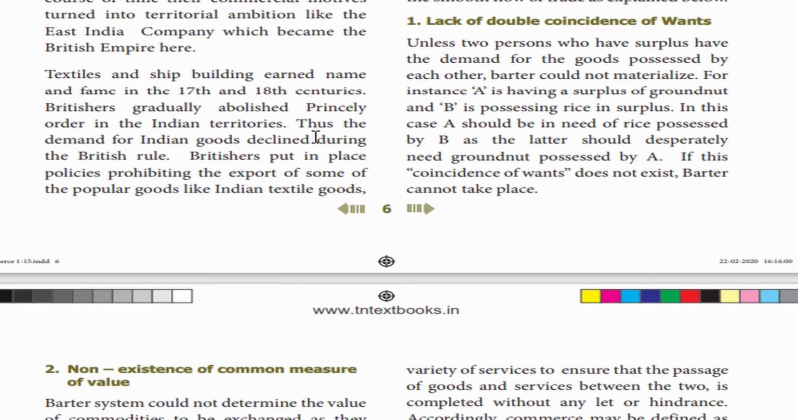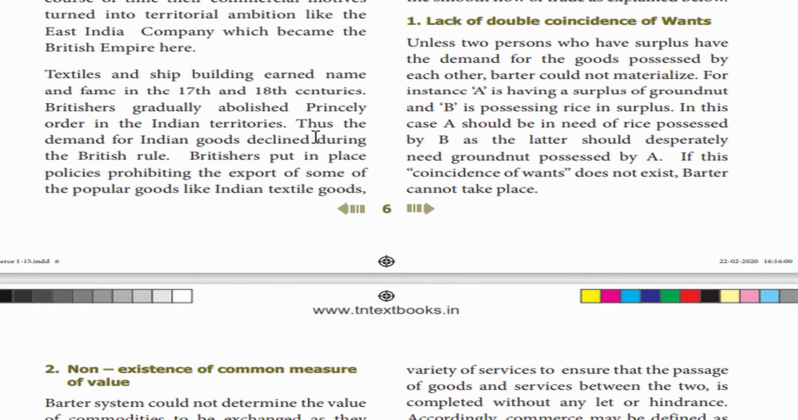Unless two persons who have surplus have a demand for the goods possessed by each other, barter would not materialize. For instance, A has a surplus of groundnut and B possesses rice in surplus. In this case, A should be in need of the rice possessed by B, and B should desperately need the groundnut possessed by A. If this coincidence of wants does not exist, the barter system will not take place.